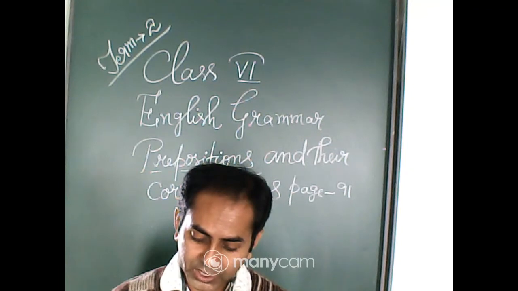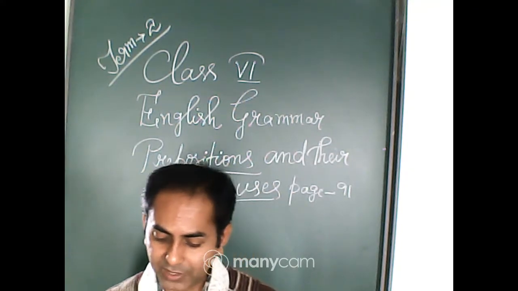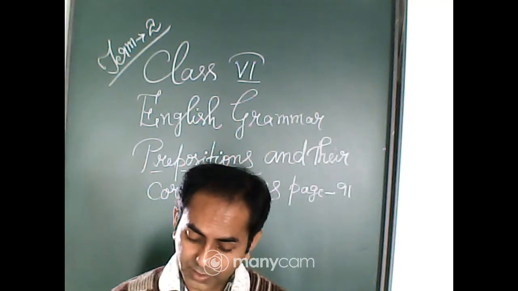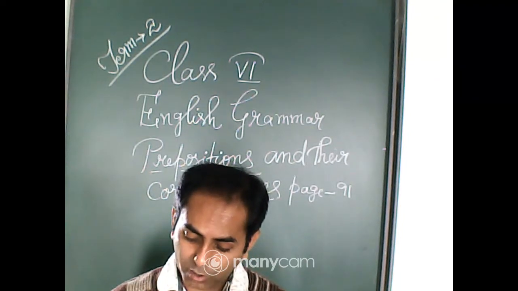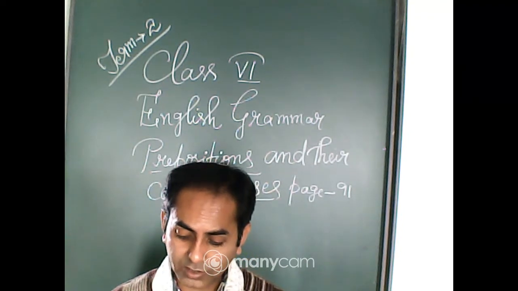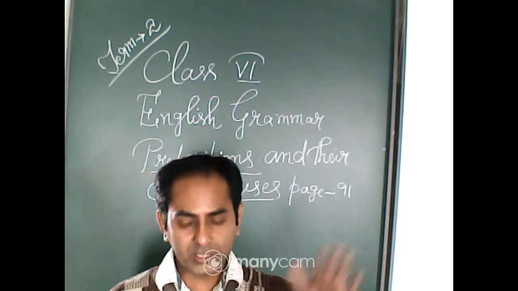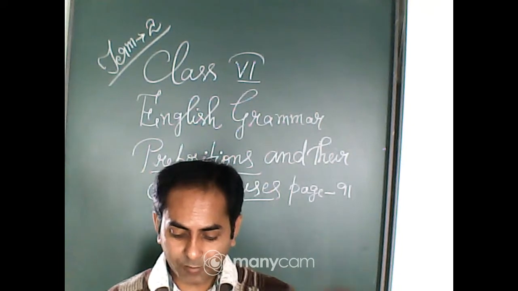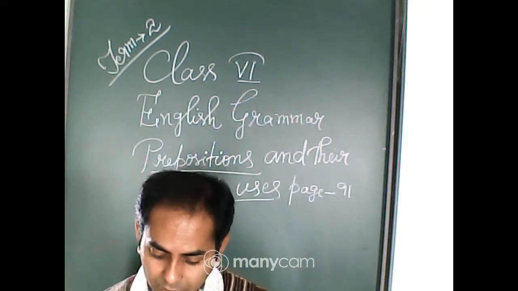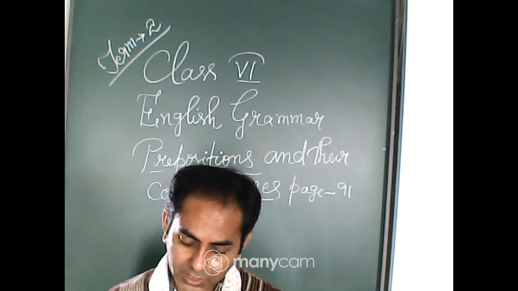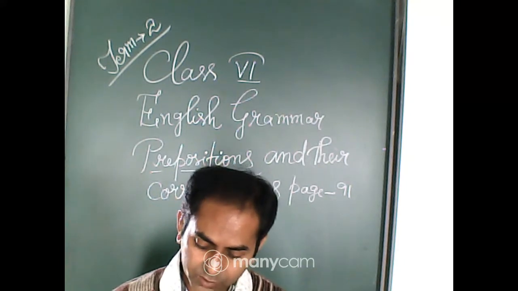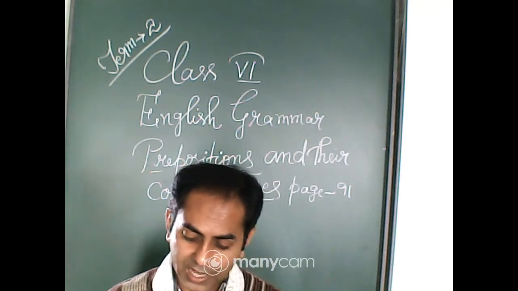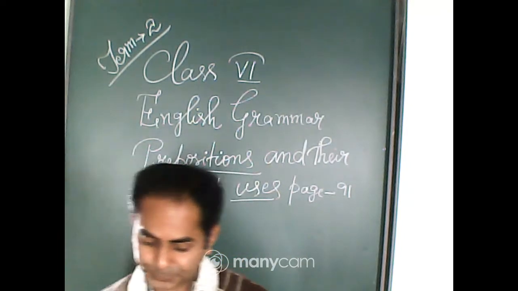So the preposition above indicates at a higher level than something. So the pencil is kept above the box on the table, over the table. That means on the table we are having a box, and over the box we are having the pencil. The pencil is kept above the box on the table. The preposition above indicates at a higher level than something.